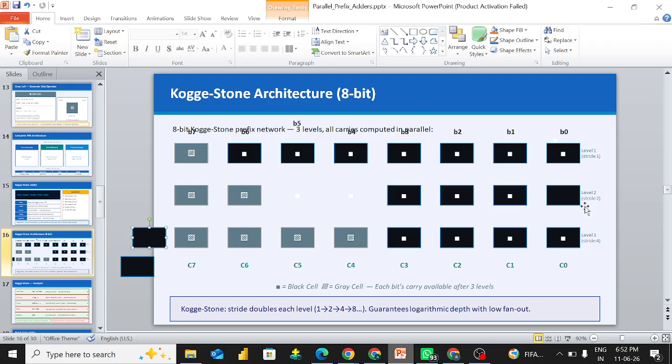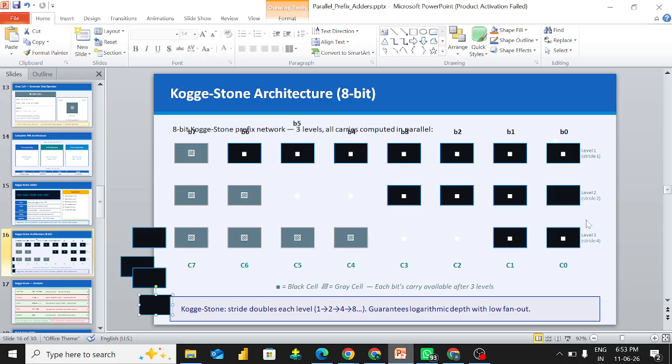Now I have reduced those stride levels, and after that I can still reduce. How? By grouping these neighbors, right? If you group these neighbors, you are going to get the 0 to 4th bit, and the 1 to 5th bit, like that, 4 bits here and 4 bits here, right?